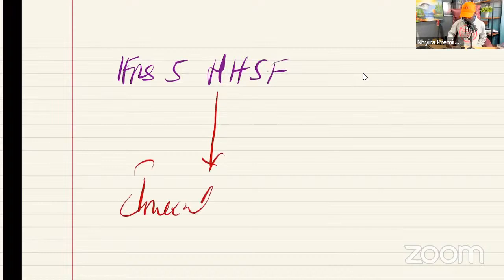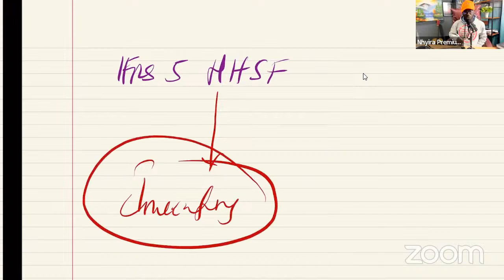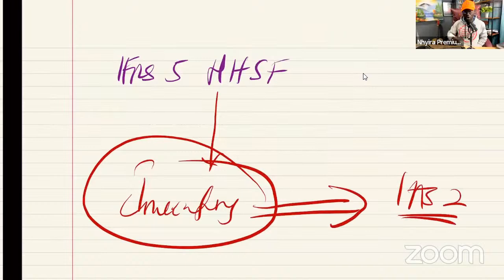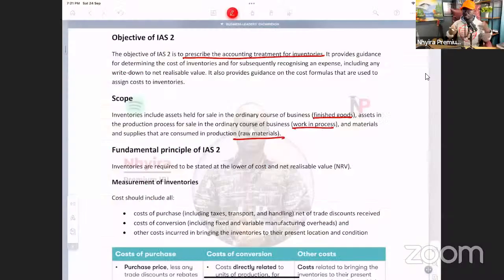So after the initial recognition, on subsequent measurements, the non-current asset held for sale and discontinued operation will now be accounted for in accordance with the rules stated in IAS 2 Inventories. So sometimes the company can be holding assets, but these assets will be accounted for just in line with IAS 2 Inventories. But this is where it gets exciting.